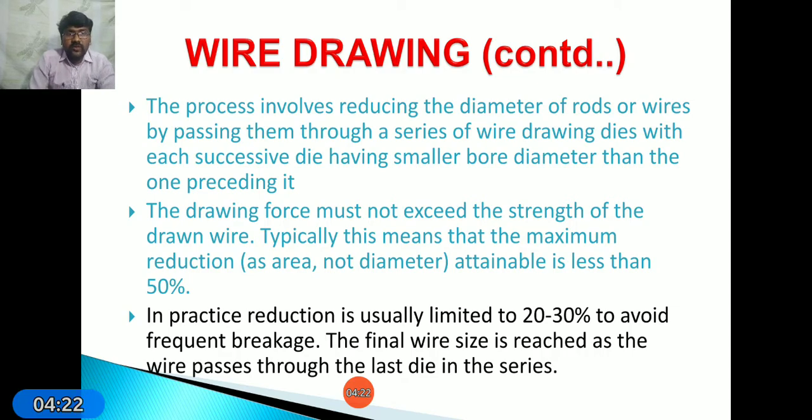The final wire size is reached as the wire passes through the last die in the series. Like that, we reduce the diameter of the wire.